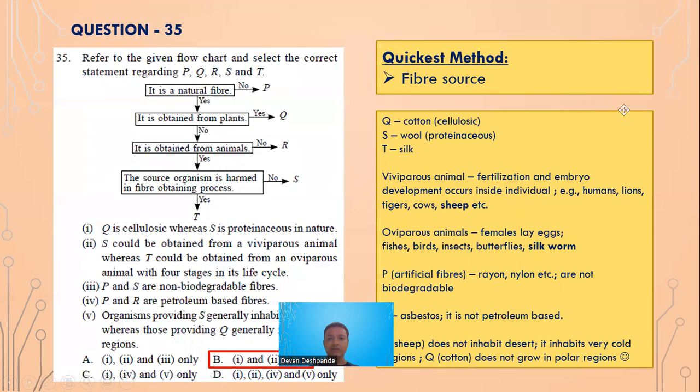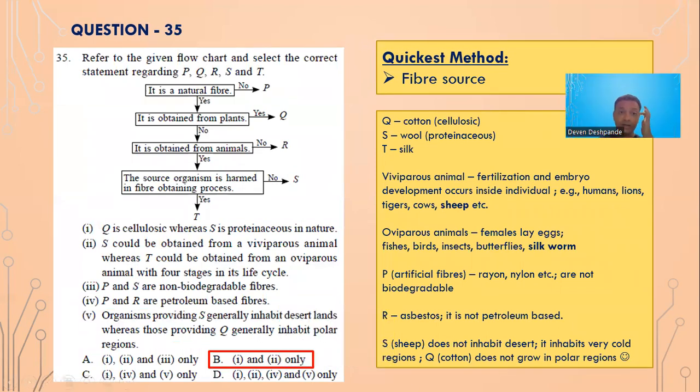Okay, next one. Refer to the given flow chart and select the correct statement regarding P, Q, R, S, and T. So first, identify, is it a natural fiber? No, it is not a natural fiber. So this P is an artificial fiber. But what we need to identify is what is Q? It is obtained from plants. So natural fiber obtained from plants. It is the easy one, cotton, isn't it?